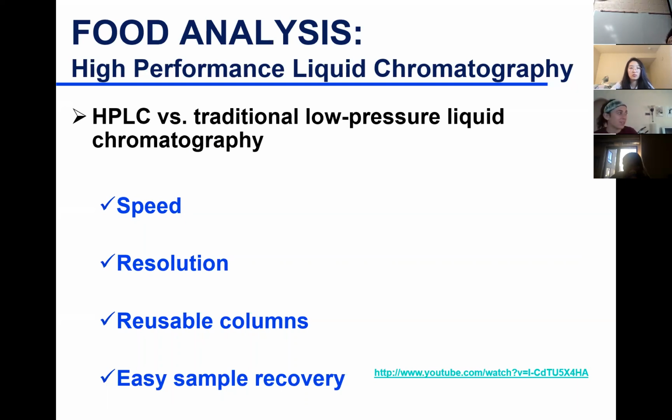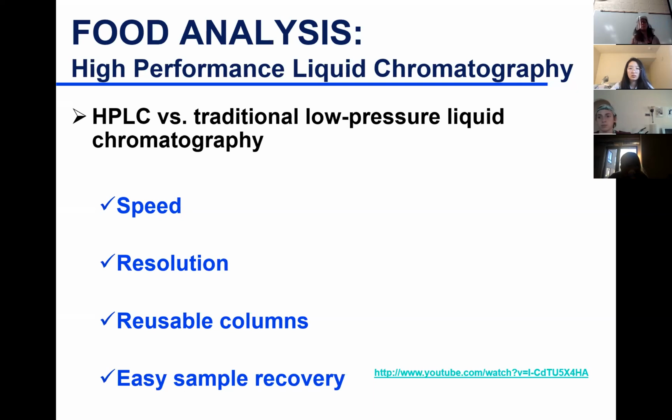So they are reusable, but they're very expensive. Depending on the stationary phase in the column, the price can range anywhere between $600 to $2,000. The average is around $800 to $900. It's kind of common for HPLC columns.